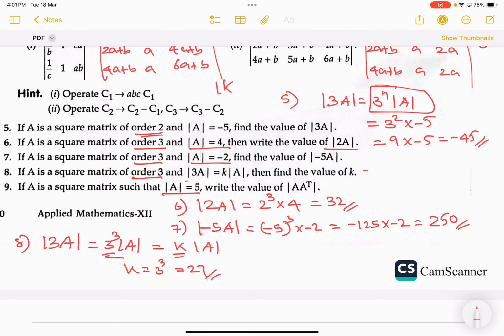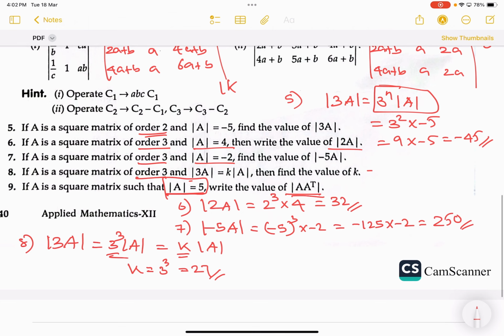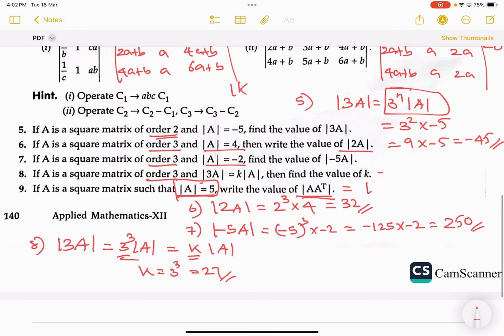Determinant of I should be 1. Question number 9. If A is a square matrix such that determinant of A is 5, write the value of determinant of A into A transpose. So determinant of A into A transpose you can write as determinant of A into determinant of A transpose separately. And determinant of A and determinant of A dash both are same. So it is nothing but 5 into 5, 25.